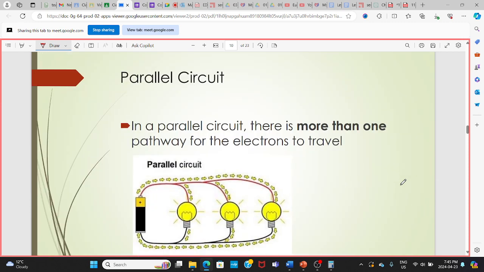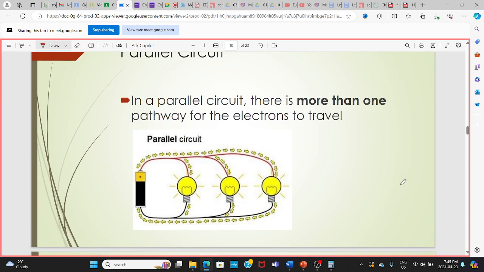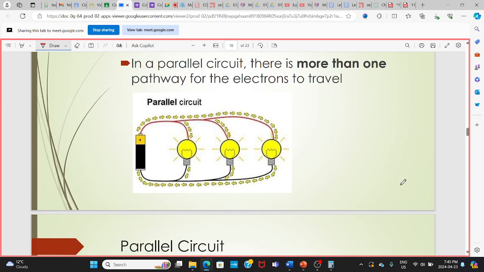No question? We're going to the parallel circuits. Now, what is a parallel circuit? You see, we don't have one path. This is one path, two paths, three paths. These three light bulbs are connected in parallel.